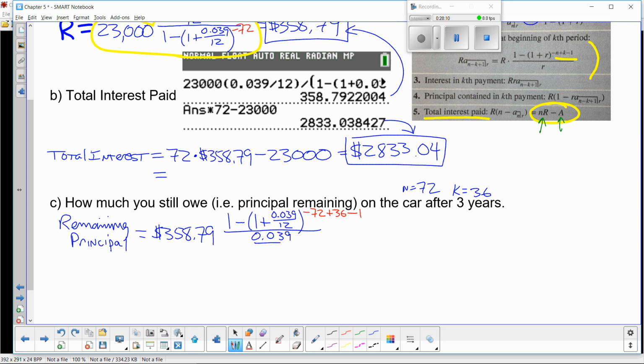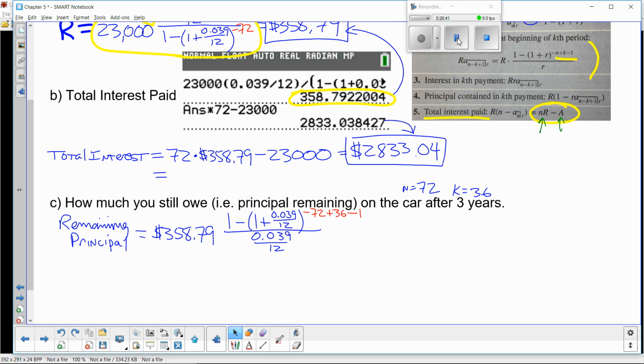0.039 divided by 12. And I want to stress again, you want to use this number on your calculator with all those decimal places. All right? And so if you've got to go back and figure it out again, do it. But there's a way to repeat that line, to call up that line on your calculator. I'll show you sometime in the live class.